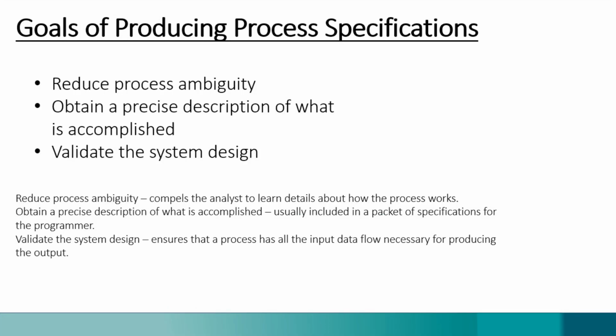Goals of producing process specifications. These are the three main goals of producing process specifications: reduce process ambiguity, obtain a precise description of what is accomplished, and validate the system design. Reduce process ambiguity: this compels the analyst to learn details about how the process works. Obtain a precise description of what is accomplished: this is usually included in a packet of specifications for the programmer. Validate the system design: this ensures that a process has all the input data flows necessary for producing the output.